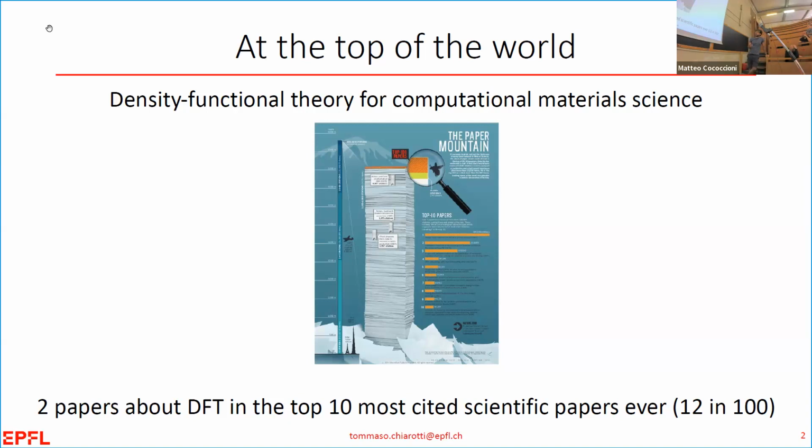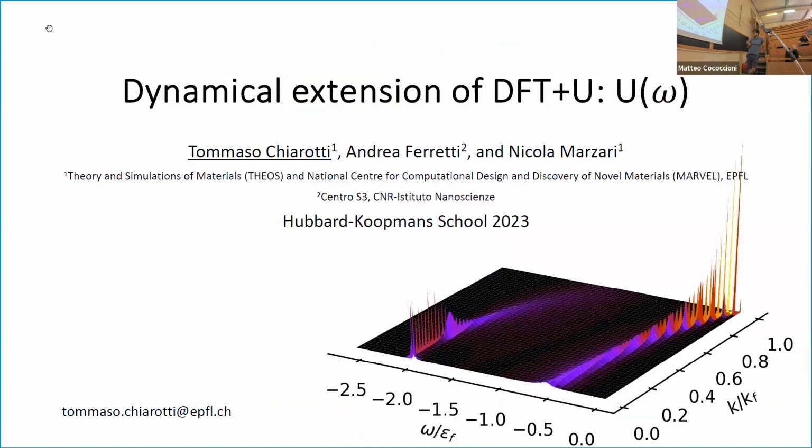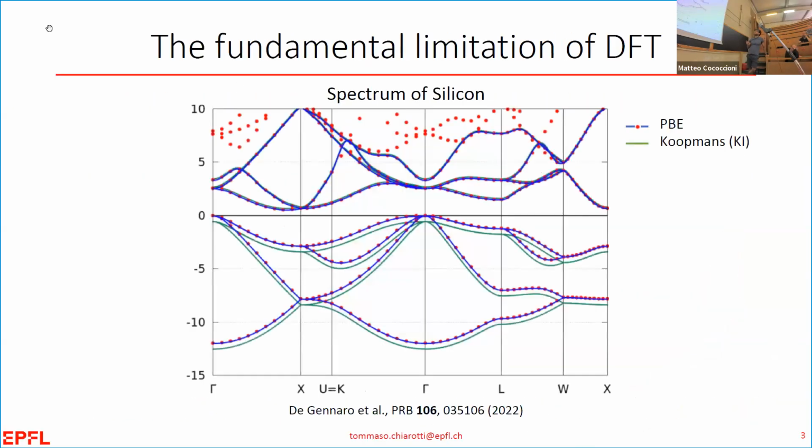Now, one can ask, why is density functional theory so successful? And the very short answer is crystal structure predictions, computational crystal structure prediction. But there is a fundamental limit of density functional theory.